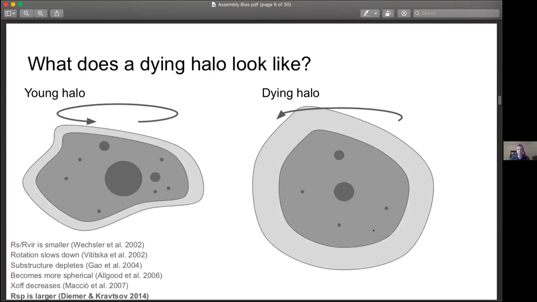All of these processes have been worked out theoretically over the years. The difference is not quite as exaggerated as the cartoons I have here, but it does mean that these objects are fairly different from one another. And there's a chance that this is a difference that also propagates into the galaxies inside of these halos.